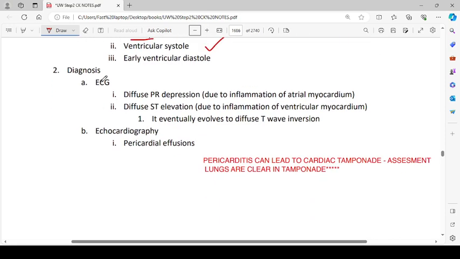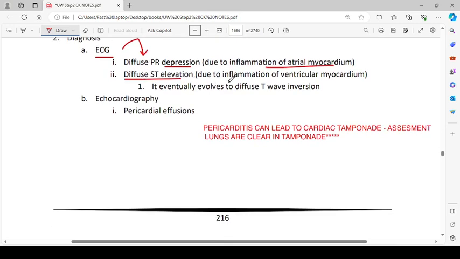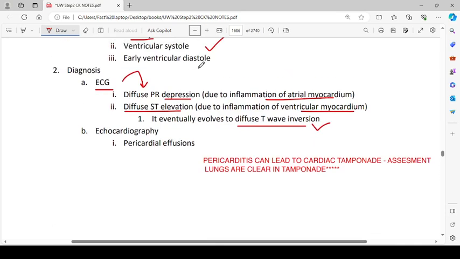The diagnosis is with ECG. On ECG, you will find diffuse PR depression due to inflammation of the atrial myocardium, and there will be diffuse ST elevation due to the inflammation of the ventricular myocardium. It eventually evolves to diffuse T wave inversion. The ST elevation in pericarditis is different from the ST elevation in myocardial infarction or angina.